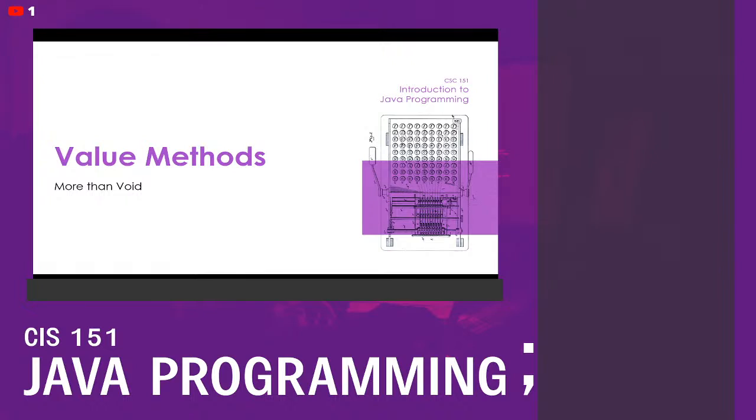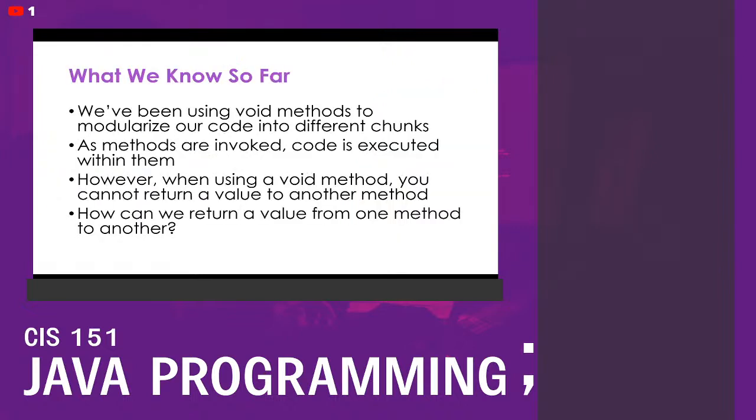But as we get started talking about value methods, I think it's important for us to go back and have a look at what we know so far. Previously, a couple modules ago, we started using void methods to modularize our code into different chunks. We wrote out the public static void, whatever, and then because it's a void method, we printed whatever statements out of there that we wanted. We've been practicing that for a couple weeks now.